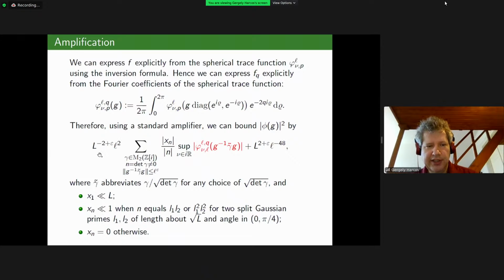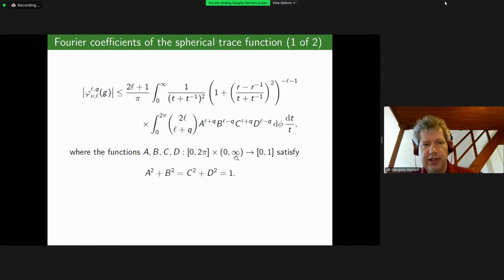And we have good control over the weights coming from amplification. So x1, capital L is the amplifier length. It's a parameter at our disposal. x1 is bounded by capital N. xn is supported on products of 2 special split Gaussian primes or their squares, and there xn is at most 1 and xn is 0 otherwise. So we have a very concrete pointwise upper bound for phi G in terms of this averaged spherical trace function. And this leads us to analyzing the Q Fourier coefficient of the averaged spherical trace function. And let me tell you that this is a rather difficult task.